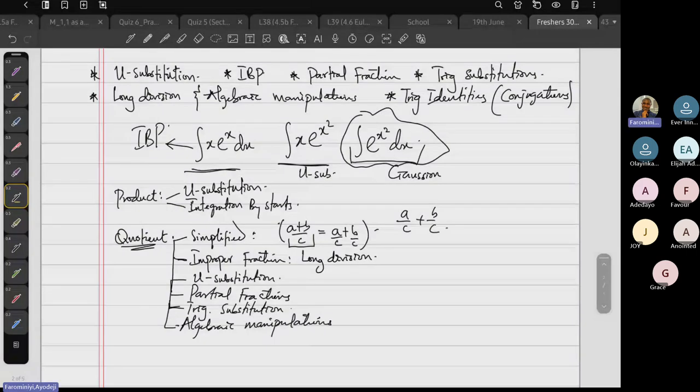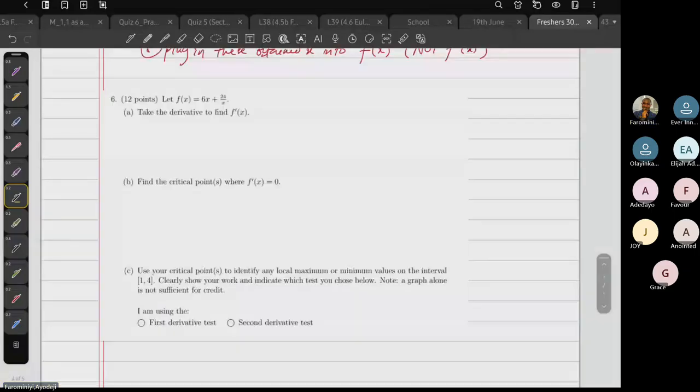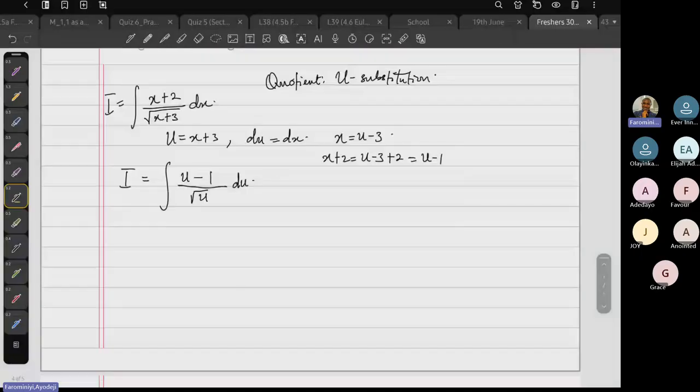In this case, we have u minus 1 over the square root of u. So it means that I can split it up into u over square root of u minus 1 over square root of u. Okay, so the u substitution, that's what we want to go over carefully now.